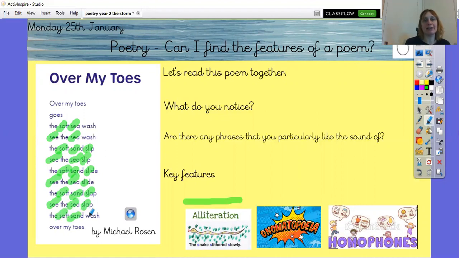Soft, sand, wash. Oh, wash doesn't start with a sound. I got a bit carried away. There we go. Right, it's disappeared. Okay, now onomatopoeia. And actually, we have got a little bit of that in this poem.